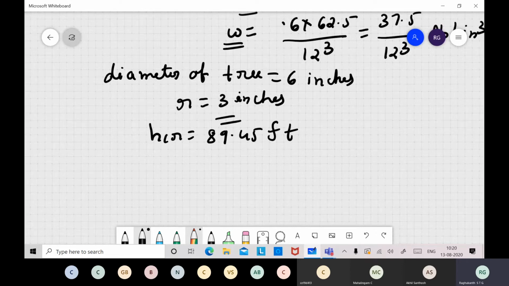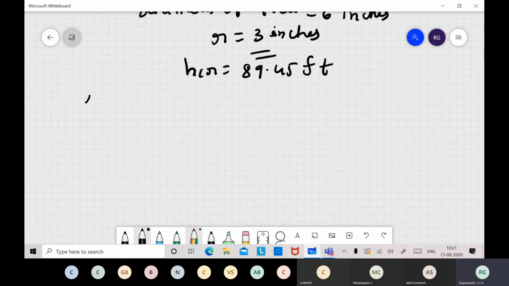So if you have a tree which has 6 inches diameter, to avoid this self buckling, this tree can grow up to 89.45 feet. So this is how he computed how much maximum height a tree can grow, or how much maximum height you can build a column.